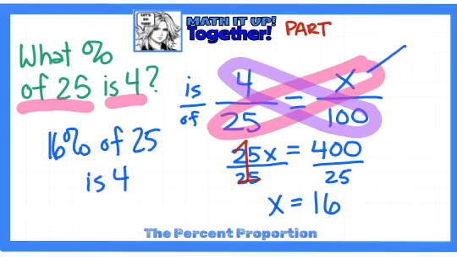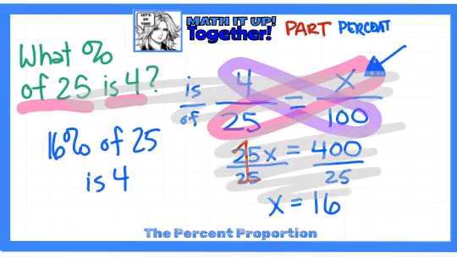So this is the one we have to be a little careful about when we're solving for the percent. When we get x, we know we have to turn that into a percent. Okay, so this time we solved for a missing percent. And that is the second type of problem that we can have with percents.